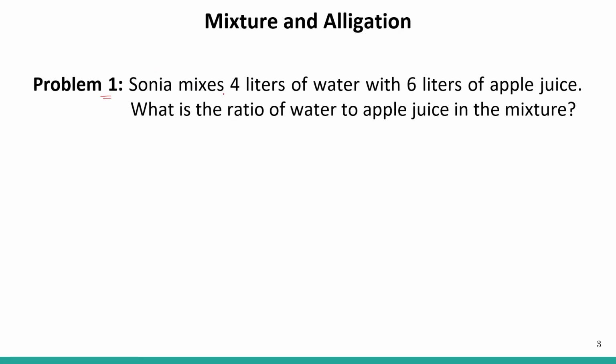So let's see problem number 1. Sonia mixes 4 liters of water with 6 liters of apple juice. Here you can see that there are two different materials being mixed, that is water and apple juice. These are two different things. So this is pure water, 4 liters, and apple juice is pure 6 liters.